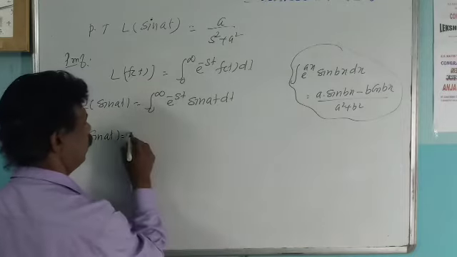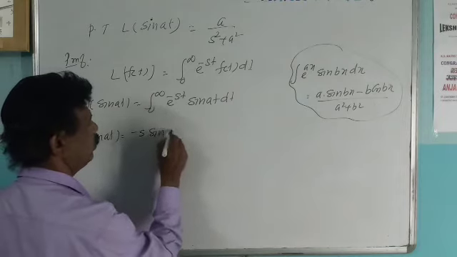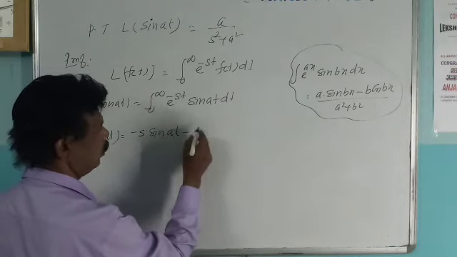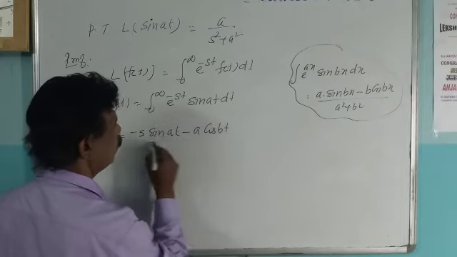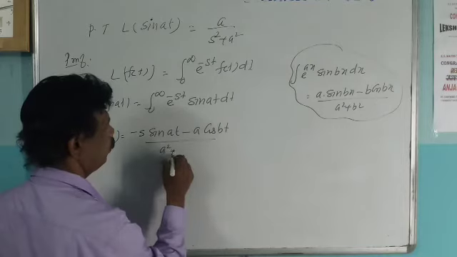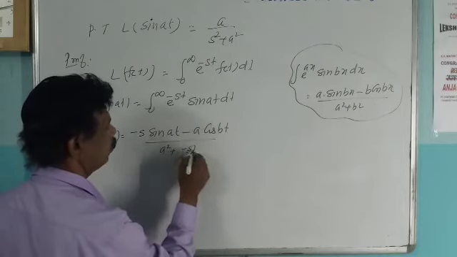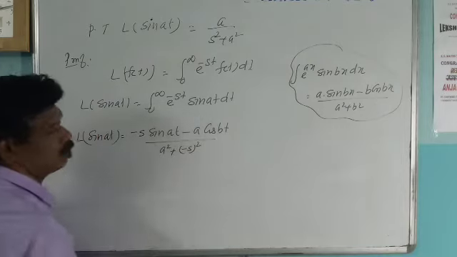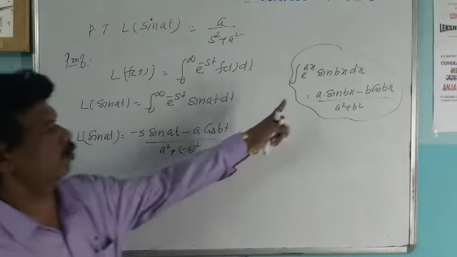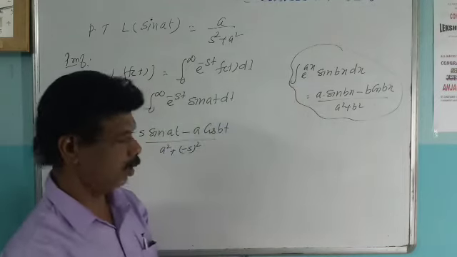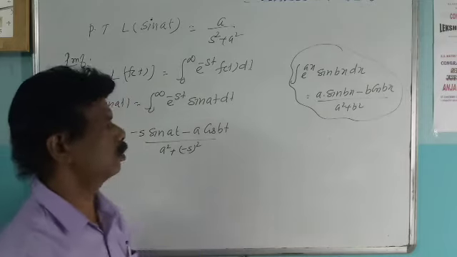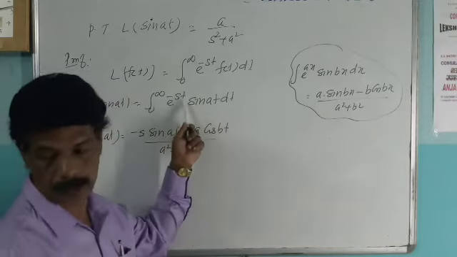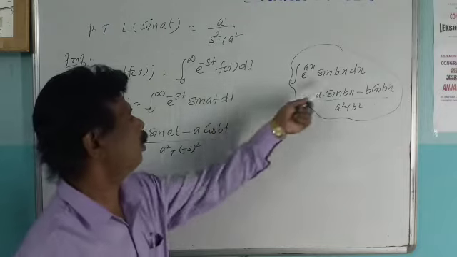Here a is minus s and b is a, so cos bt divided by a square plus b square becomes minus s all square plus a square. By applying this formula, the integral of e raised to ax sin bx dx is equal to e raised to ax into a sin bx minus b cos bx divided by a square plus b square. In this case, a equals minus s and b equals a.